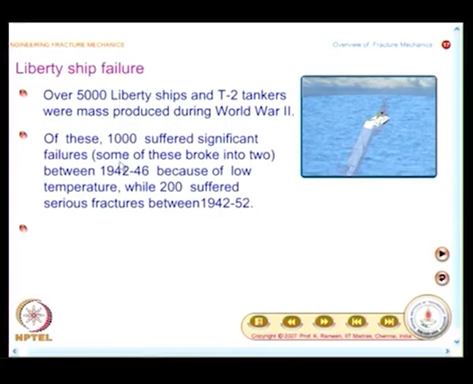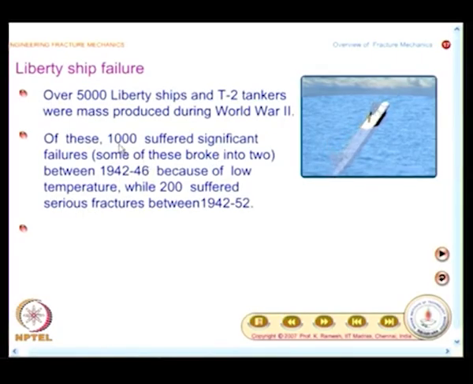And you look at the failures of the 5,000 ships, 1000 suffered significant failures, and in fact, some of them broke into two. Imagine a ship breaking into two. It is made of ductile material and it broke into two all of a sudden. See, that is the most dangerous part of it. So, between 1942 and 46, thousands suffered, and because of low temperature is what they were able to identify at that time. And between 1942 to 52, they had also improved some of the methodologies, and 200 suffered serious fractures in this time frame.